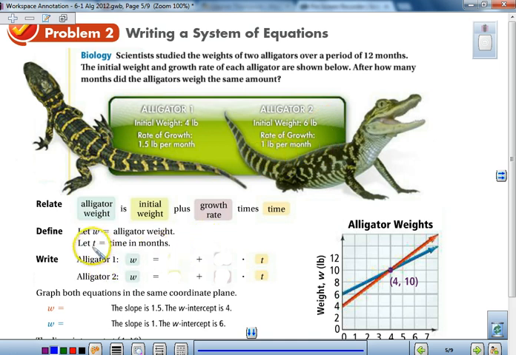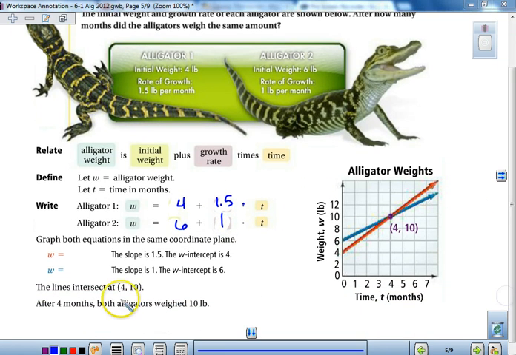So what does this look like? We want to look at our equations. We want to relate the alligator weight to the initial weight plus the growth times time. We don't know how much time. That's what we're trying to figure out. W is the weight of our alligator. T is the time in months. So in our first case, we are starting with 4 pounds plus 1.5 pounds times t. The second alligator started at 6 plus 1t. So as we are looking at our equations, we want to think of them in slope-intercept form.